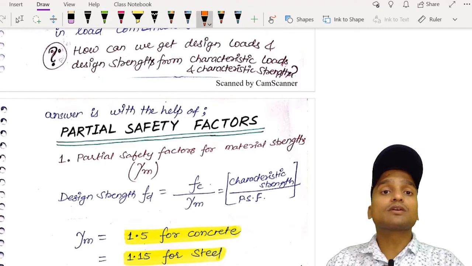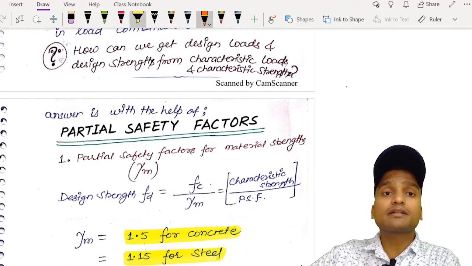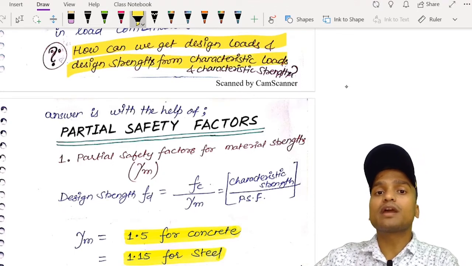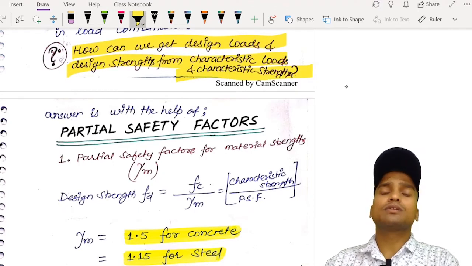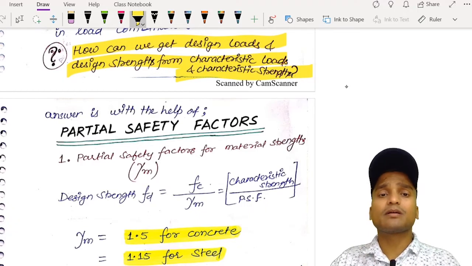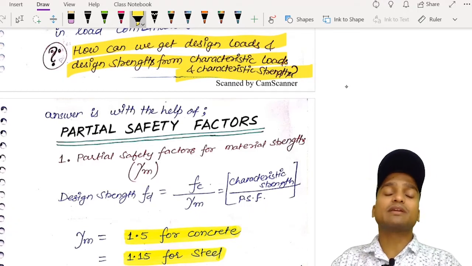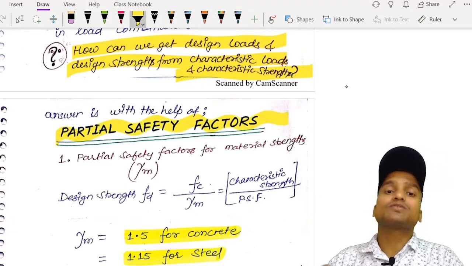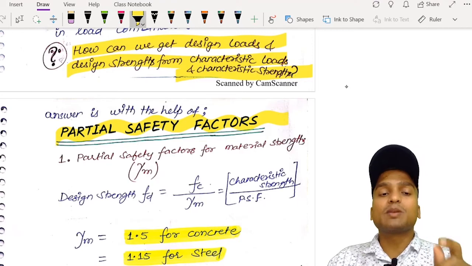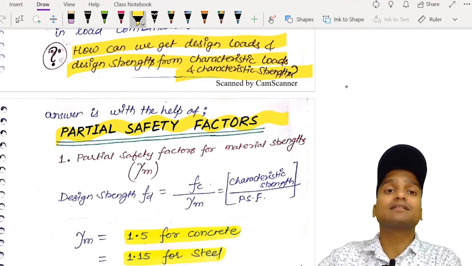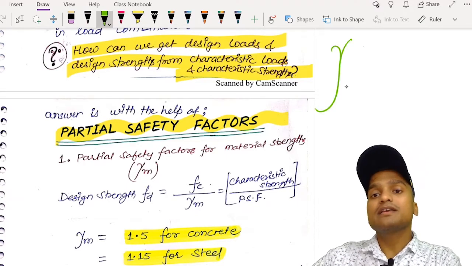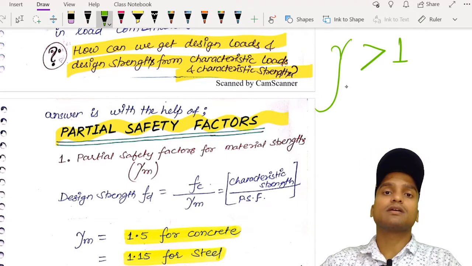But obviously the question will come, how can we get the design loads and design strength from characteristic load and characteristic strength? So there is a linear relationship between the two, and we get it with the help of partial safety factor. So first of all, I would like to explain you that partial safety factor is represented by a Greek letter gamma, and gamma is always greater than 1. There is no meaning when gamma is equal to 1.